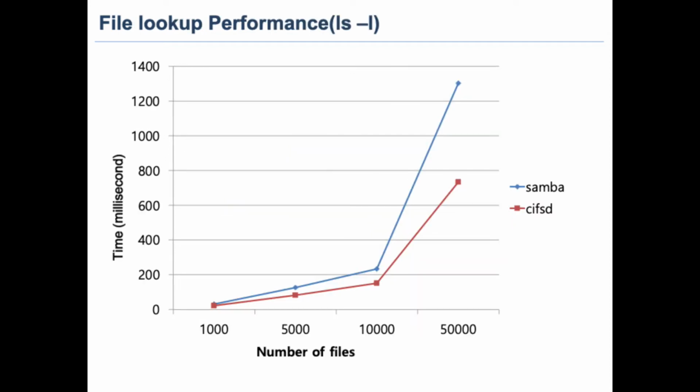Hard disk sizes grow every year, and there are users who store a lot of files in one directory. The speed of browsing files will be an important factor. So I used the ls command in a shell to compare file lookup performance. And cifsd was estimated to perform 30 to 46% faster than Samba.